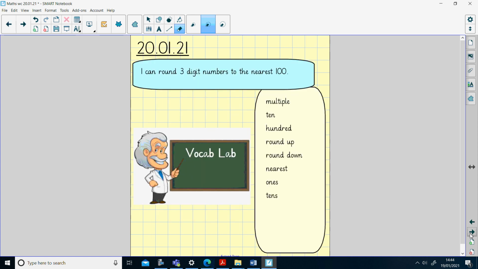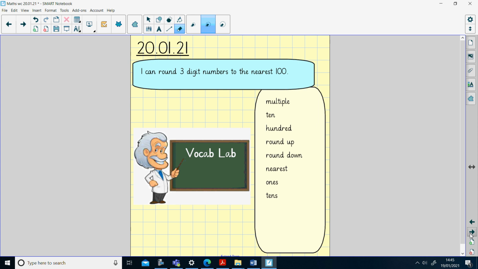Okay, so hopefully you've had a chance to play that game. Today we are going to be rounding 3-digit numbers to the nearest 100. Can you write the short date and your learning objective please? And underline your short date, remember. Pause the video and do that for me now. Okay, so you should have a date that's underlined and then your learning objective.